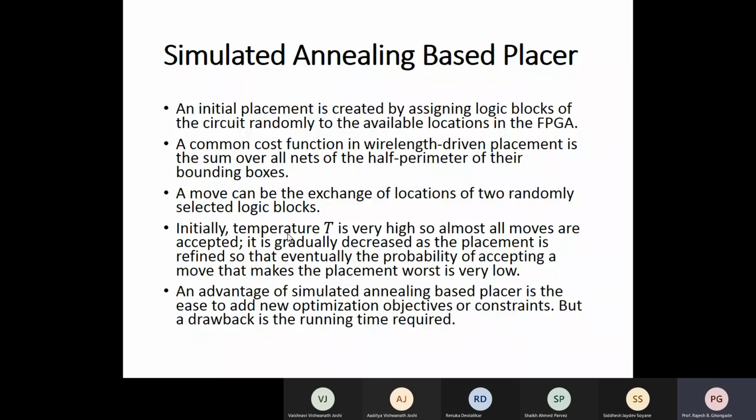As we said, it is probabilistic, or it may never converge. Okay, that also is a possibility. So this kind of placer has a drawback in the number of iterations, and of course it translates into the running time that is required.